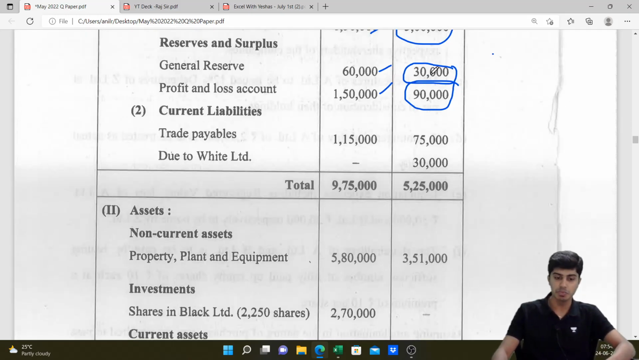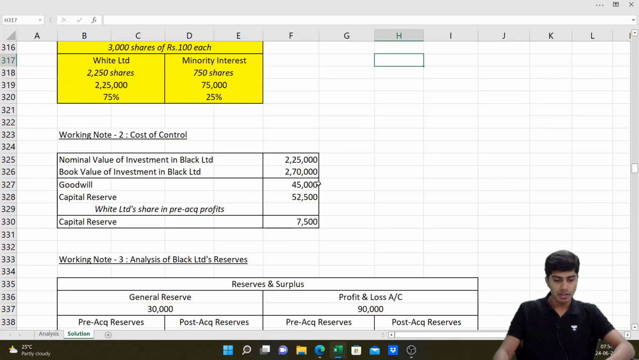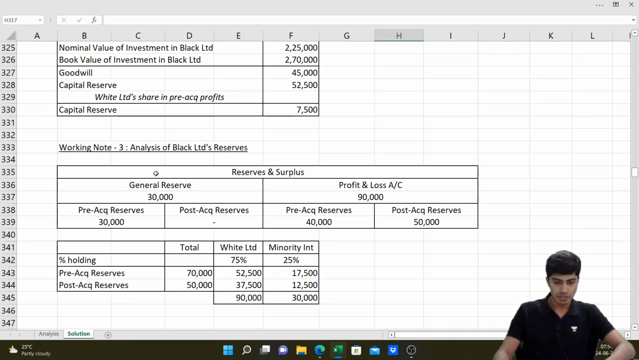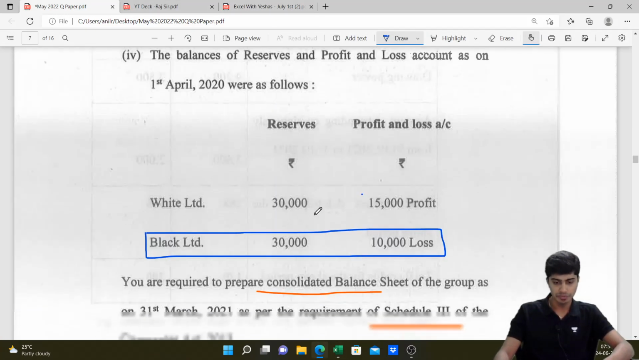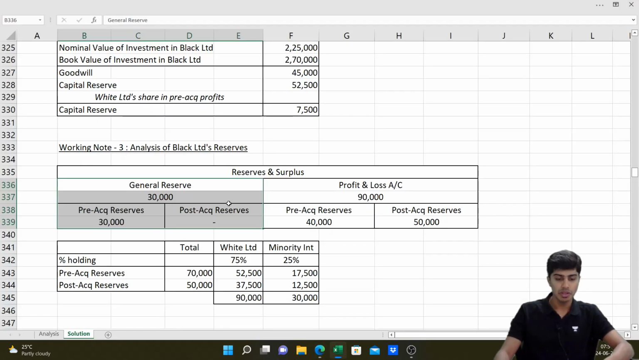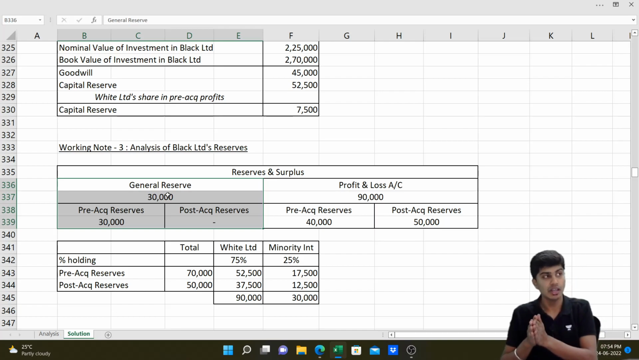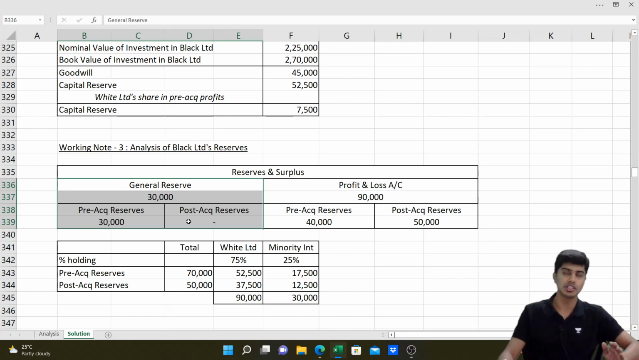Now this 30 I will split. I will come to the analysis of reserves. 30,000 is reserves. Out of that, is the entire 30 pre? Yes, the entire 30,000 is pre, so post will be 0. 30,000 is there on the balance sheet date, the consolidation date. On the date when they acquired, somewhere around 1st of October, it was also 30. So post-acquisition reserves are 0.